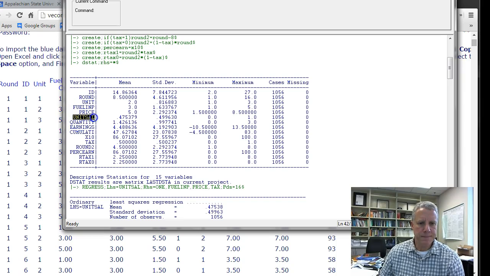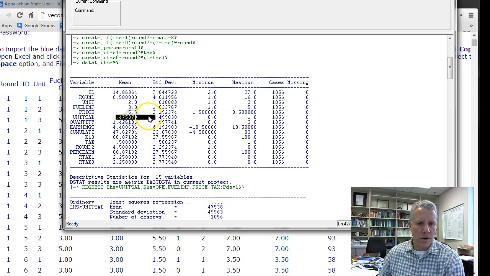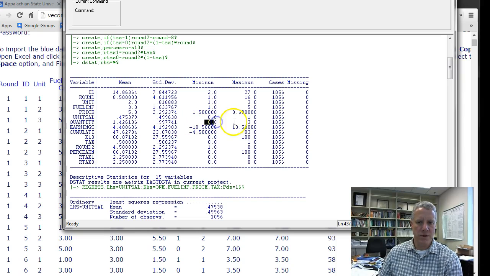Unit sales is a 0, 1 variable. 1 if you sold it, 0 if you did not. And on average, we sold 47.5% of the units that we could have sold. The quantity is the sum of the sales in each round. So the average was 1.42, and that ranged from 0 to 3. Earnings in each round range from minus 10.5, where someone lost a bunch of money in one round, to a maximum of 13.5. Cumulative earnings adds all those up.